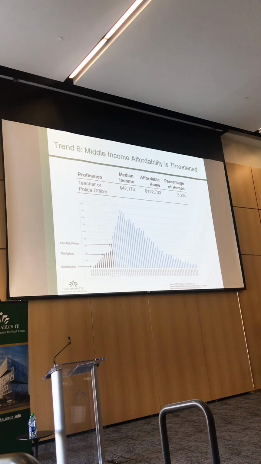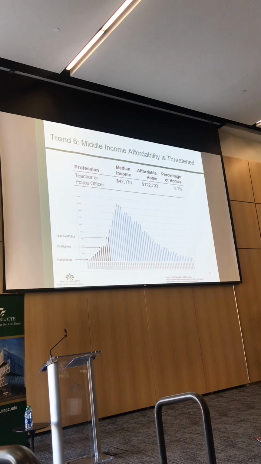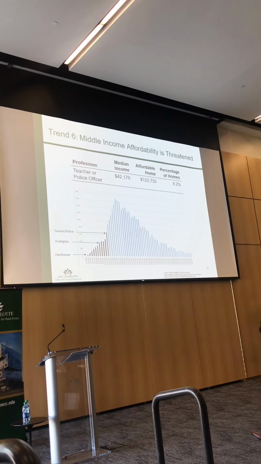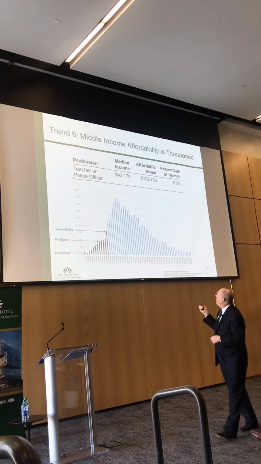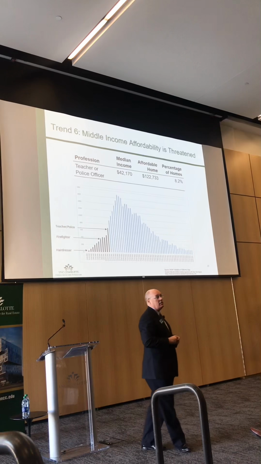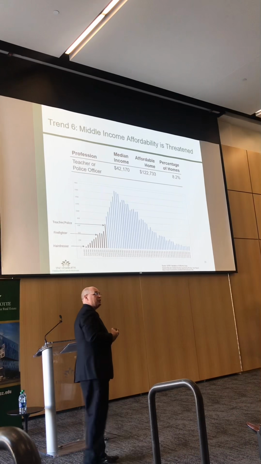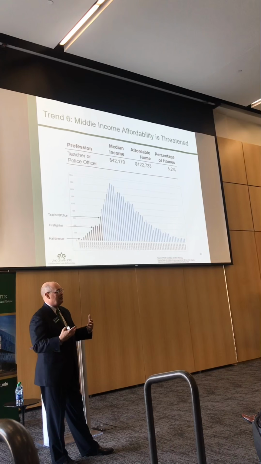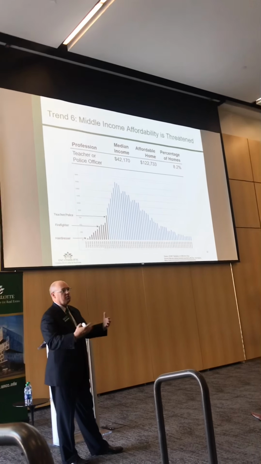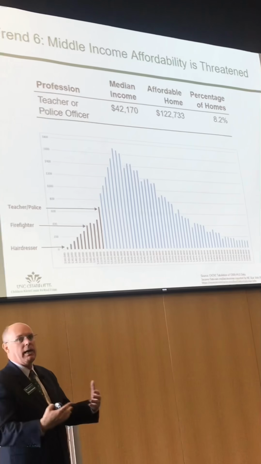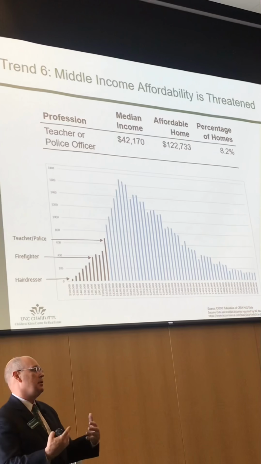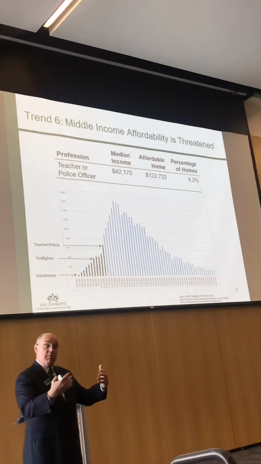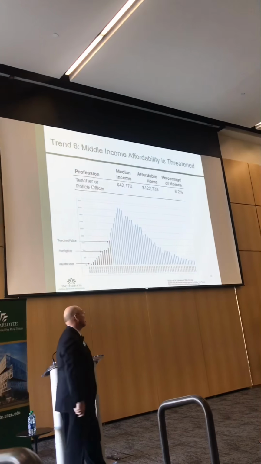Go to the next. Teacher or police officer. They both, median income, that's elementary school teacher. Median income was within $100 or so of each other, so about $42,000. Affordable home, $122,000. Lets you have about 8% of the distribution of homes. So again, these are jobs that you think of as career, long-term professional jobs. We expect people in those sorts of jobs to be able to live in housing that's permanent housing. They can live in permanent housing, it's going to be permanent rental housing to a large degree.